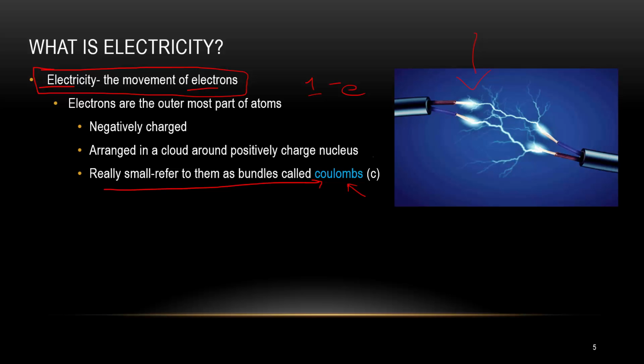And coulombs is just a measuring technique, just like if we had a teaspoon of sugar or a tablespoon of olive oil. You know, that tablespoon is a certain amount of that substance, whereas same thing, coulombs are a certain amount of electrons.